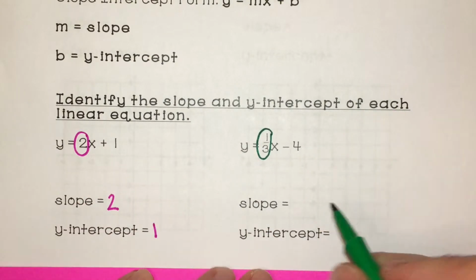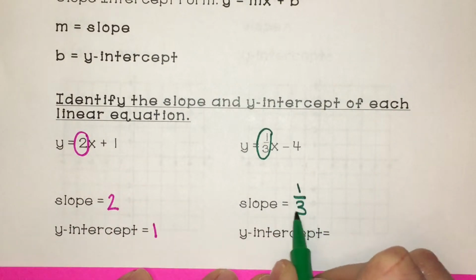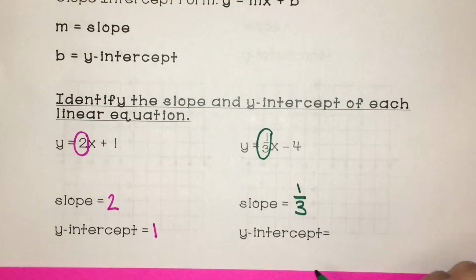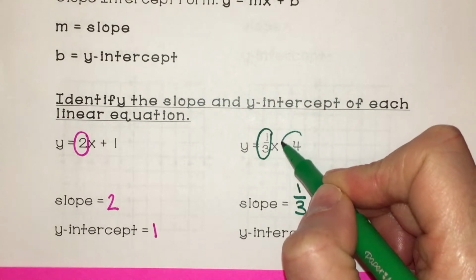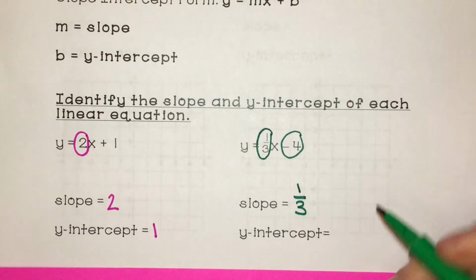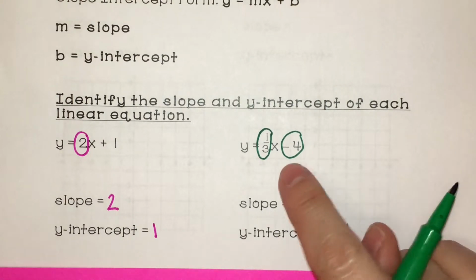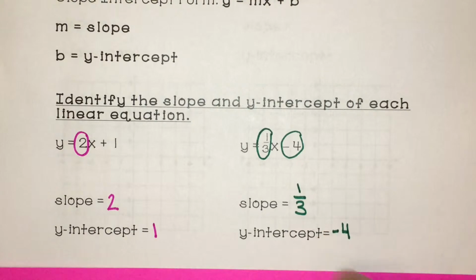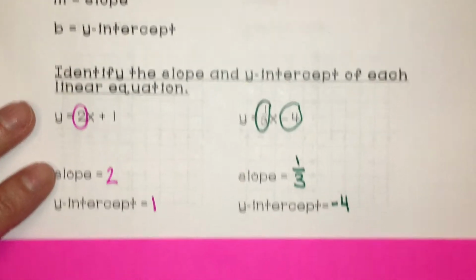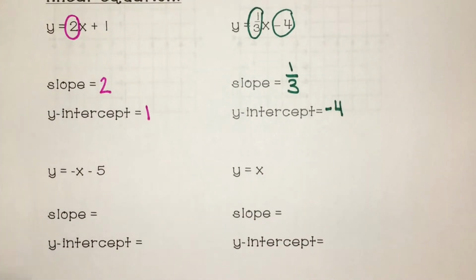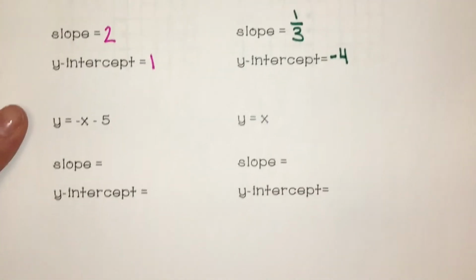Okay, so 1/3 is multiplied by x, so we know our slope is 1/3. This one's a little different. Since it's minus 4, you have to take that minus with the 4, so the y-intercept is at -4. That's very important. If you leave that off and you went through positive 4 on the graph, that would be incorrect. All right, let's do two more, then we'll graph some.